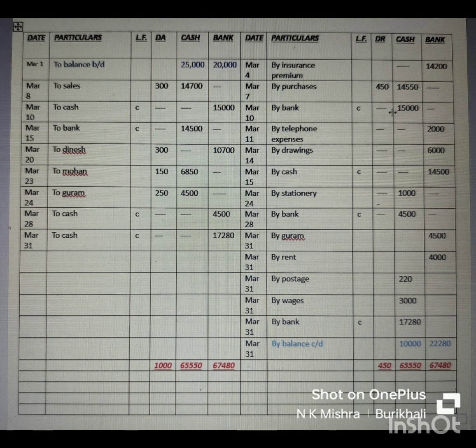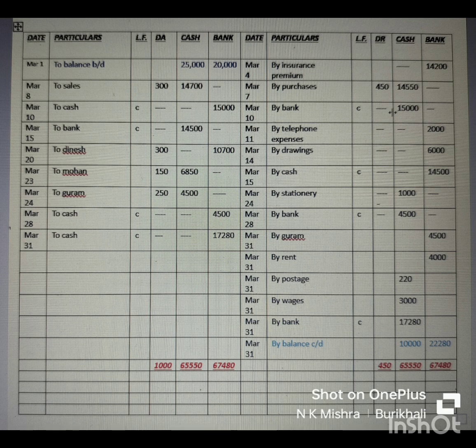March 7, cash purchase of goods, 15,000 is the amount. But one more thing is given: received cash discount of 3% of the purchase cost of goods. So you are purchasing goods worth rupees 15,000, but along with that you are getting a cash discount of 3%. So 15,000 is the cost value, and if I charge 3% on that, it comes to about 450 rupees.